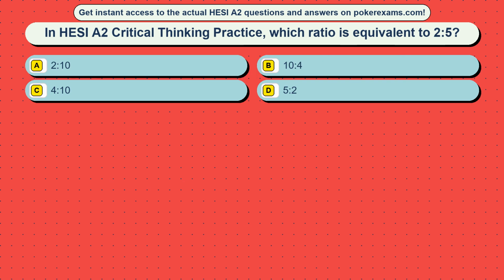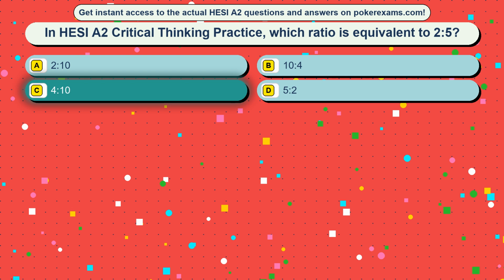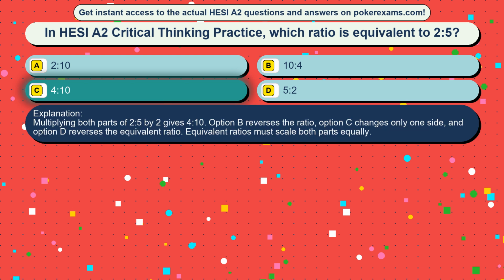Question 3. In HESI A2 critical thinking practice, which ratio is equivalent to 2:5? Option A. 2:10. Option B. 10:4. Option C. 4:10. Option D. 5:2. The correct answer is option C. 4:10. Multiplying both parts of 2:5 by 2 gives 4:10. Option B reverses the ratio, option C changes only one side, and option D reverses the equivalent ratio. Equivalent ratios must scale both parts equally.